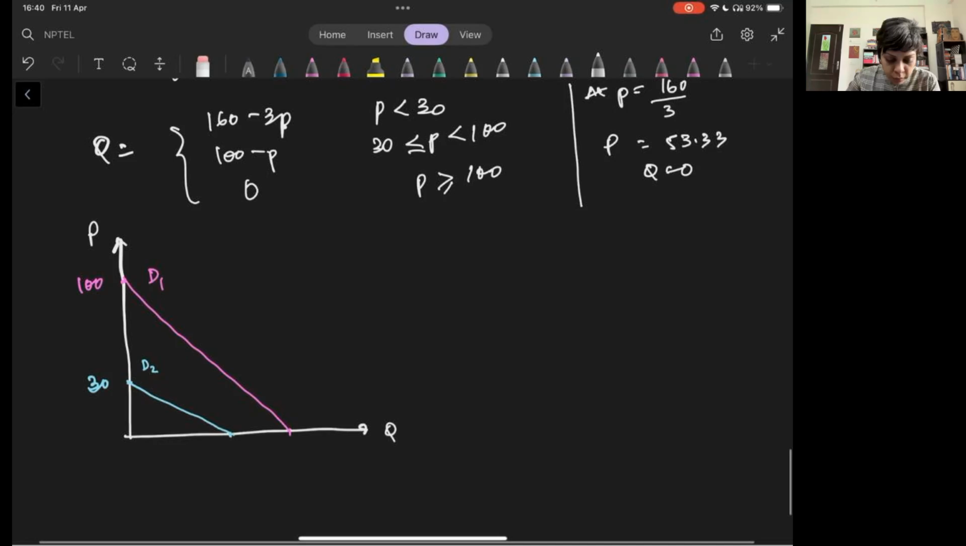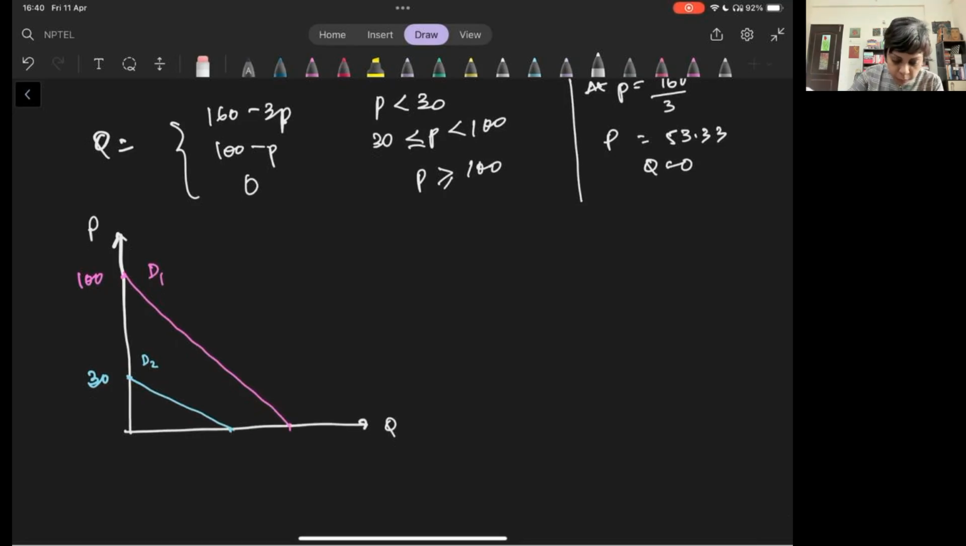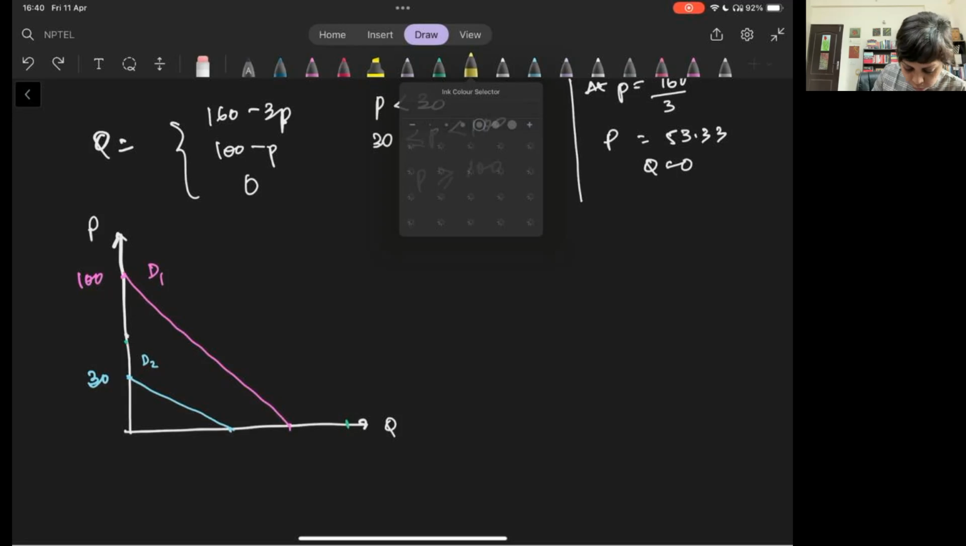So let's draw this P, but I'm just taking this as the average approximate value. It's not going to reach that value, but let's say this is something here. Q is equal to 0 at P equal to 53.3, and at P is equal to 0, Q is 160, right? So somewhere here. Now we know that this thing is valid only till... I'll just explain, one minute. Let me just draw it first.